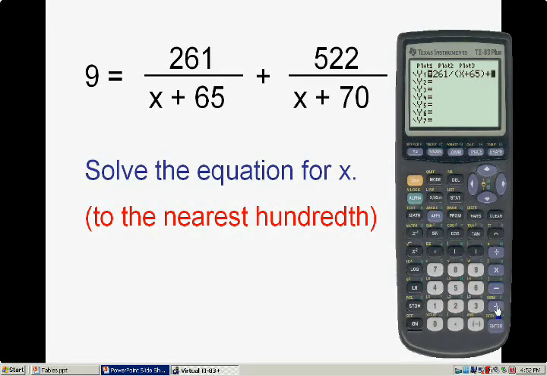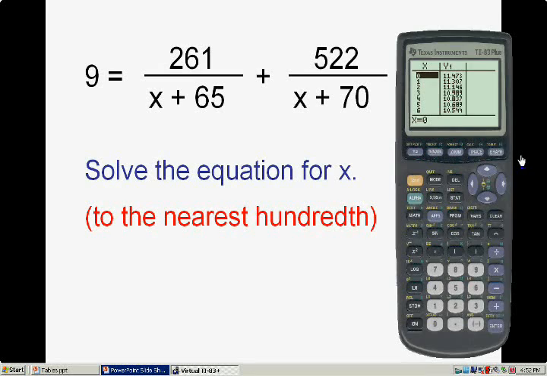Plus 522 over, or divided by, and once again I'm going to play the parentheses game. Parentheses x plus 70, end parentheses. Now I could look at this graph, but I really don't even care. I'm going to go right to table view. You don't have to go to graph, you can go second graph and go right to table view, and that's what I'll do. Second graph or table.